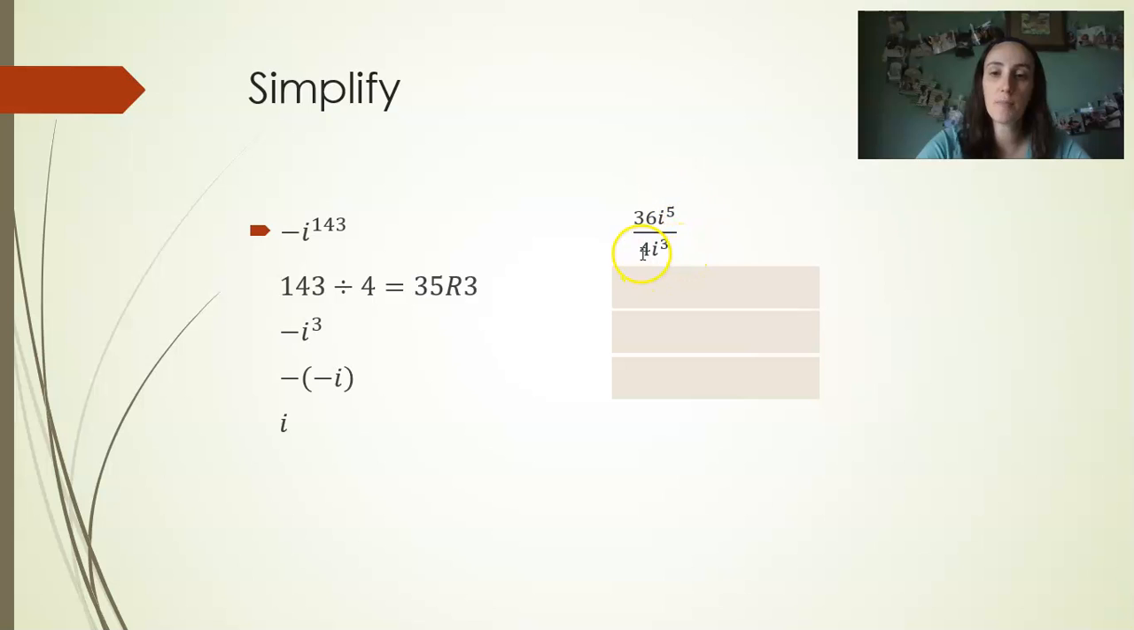Same concept over here, but now we have a fraction. Anytime we have a fraction, the first thing we always have to do is simplify that fraction. 36 divided by 4 is going to give me 9. i to the 5th over i cubed, I just subtract my exponents. That's going to leave me with i squared. So I have 9i squared. I know that i squared is the same thing as -1. 9 times -1 is -9.